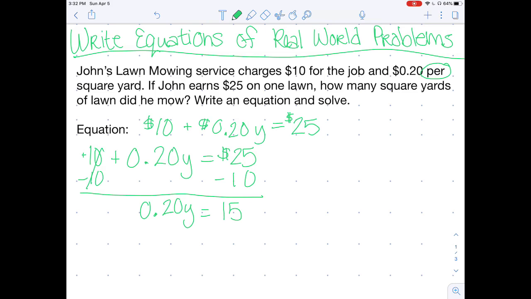And then we've already subtracted, so if we're working backwards, the next thing would be to multiply. So right here we've got 20 cents times y. The opposite of multiply is divide. So we're going to divide on both sides. And if we do 15 divided by 20 cents, we know that the square yards come out to 75. So this lawn was 75 square yards.